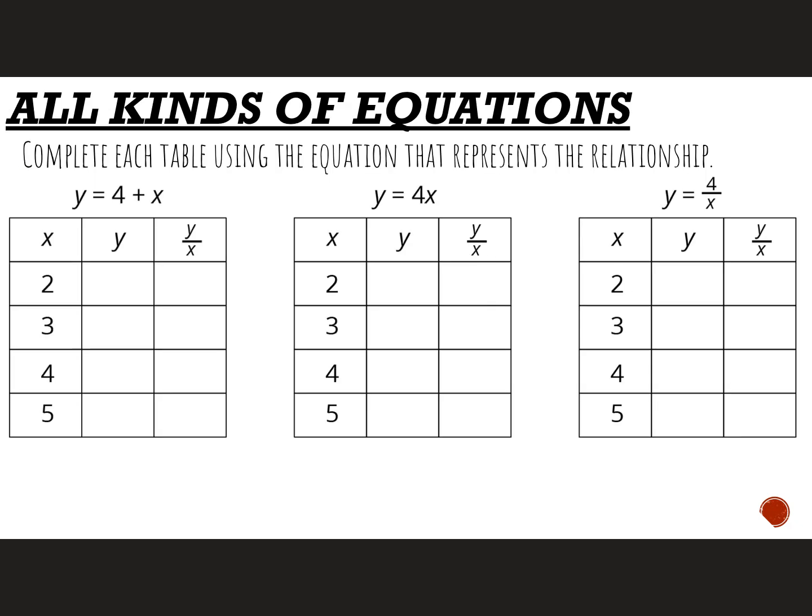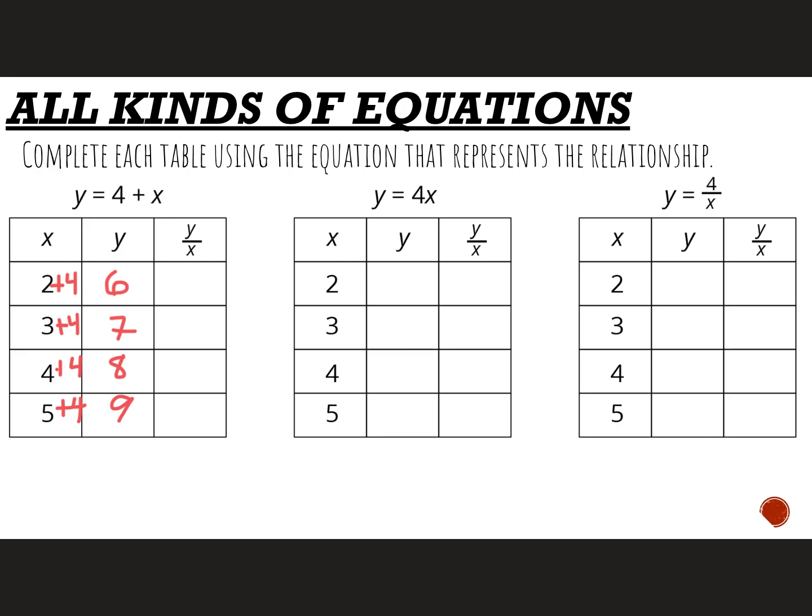For these next examples, we're going to just complete the table using the equation. So we're given the x and we want to find the y. So the first one, we're going to take 4 plus the x. So we're going to add 4 and we'd get 6. And then we add 4 and we get 7. We add 4 and we get 8. Add 4 and we get 9.